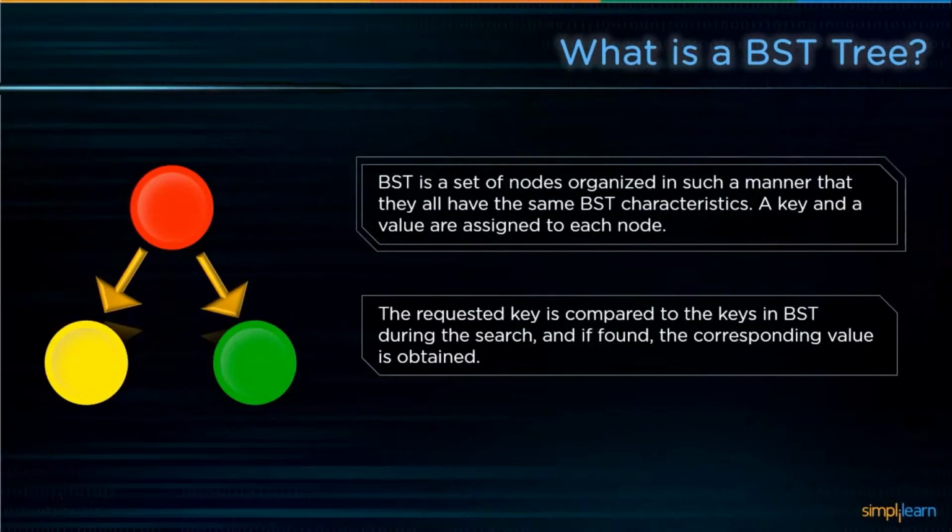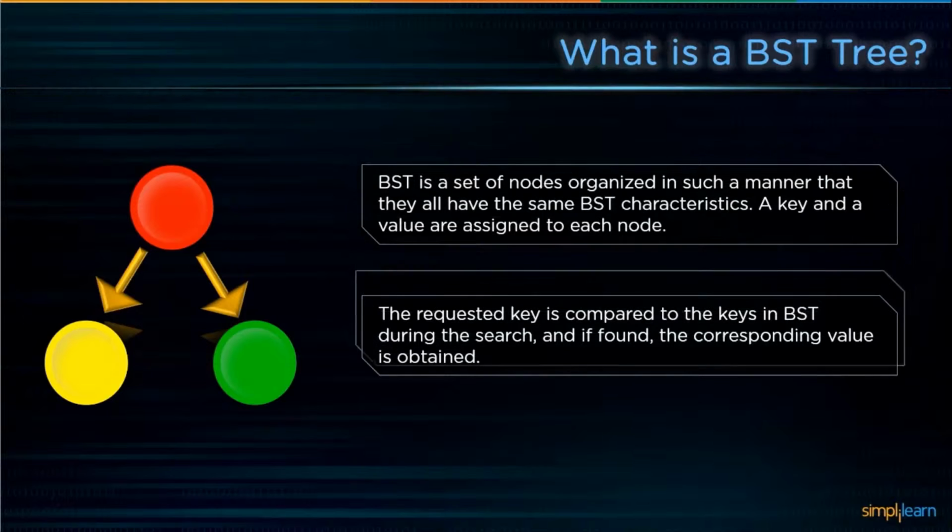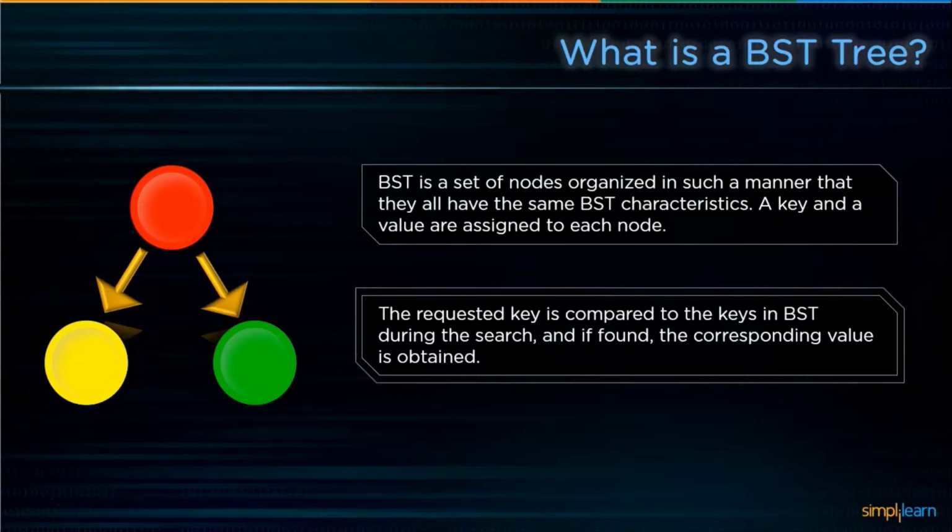Binary search tree is a set of nodes organized in such a manner that they all have the same binary search tree characteristics. A key and a value is assigned to each node. The requested key is compared to the keys in binary search tree. So during search, if the key is found, then the corresponding value will be retrieved.